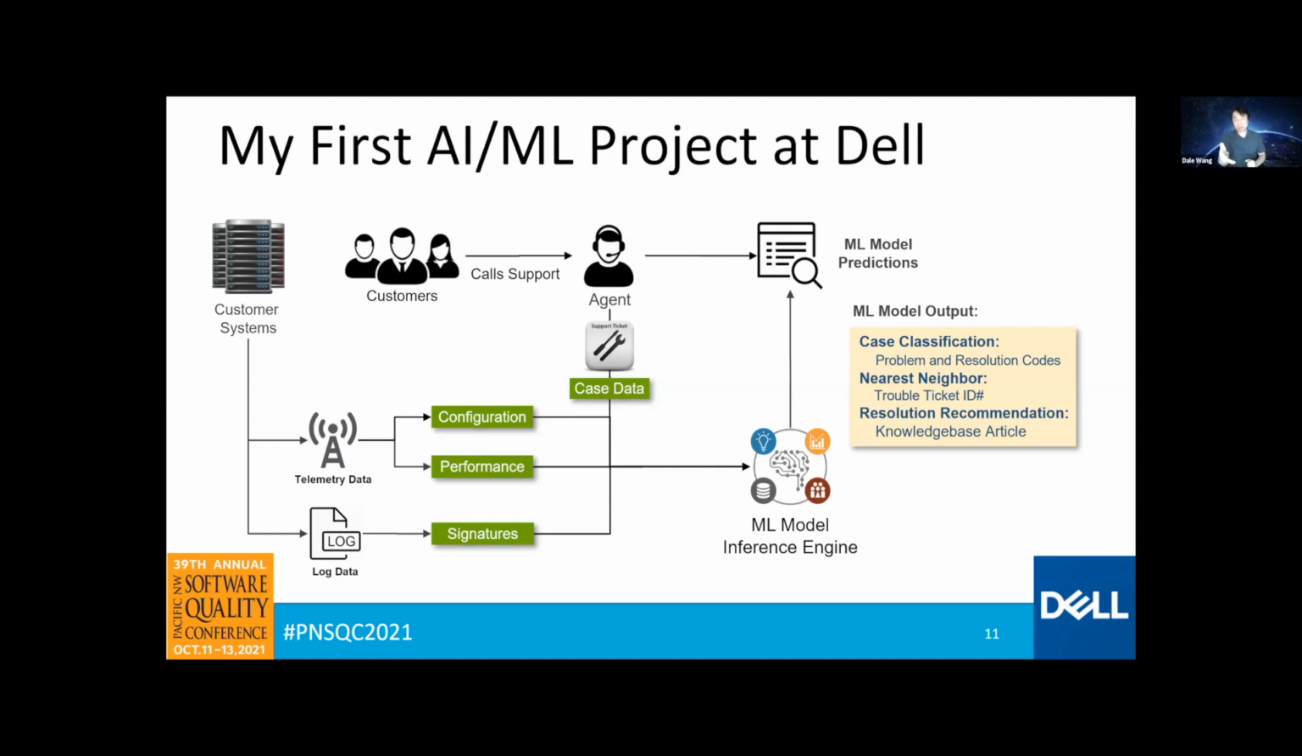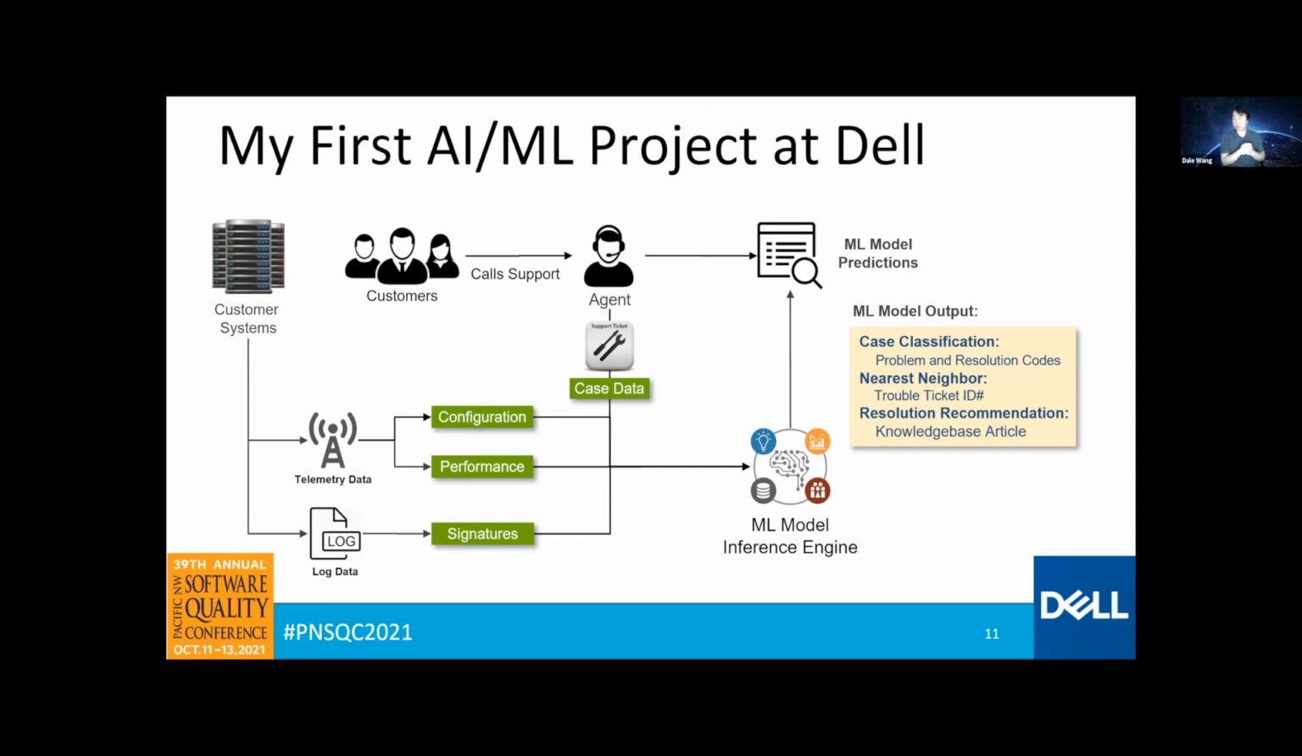Again, we coupled that with the case data, which is when the customer calls in to open a trouble ticket case. And we utilize that to train our models. And then we do the prediction, right? Here are some examples of the types of prediction we do. We want to classify the case. When a new case comes in, we want to give the agent an idea of what this case is about. In our trouble ticket classification, there's a thing called the problem and resolution code. That gives the agent an idea what kind of problem this is. And then we also want to predict what the resolution is.